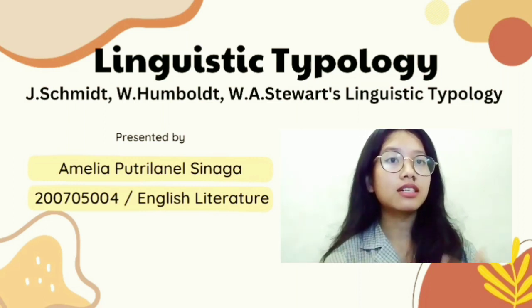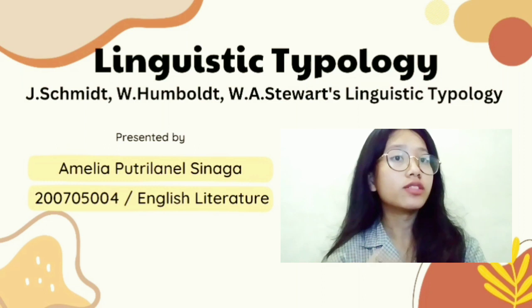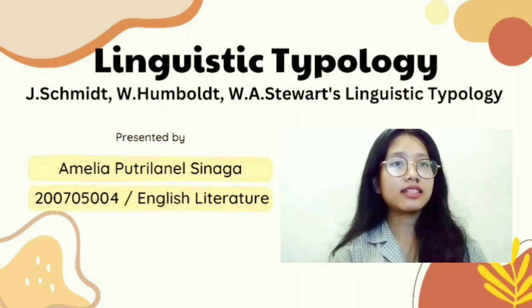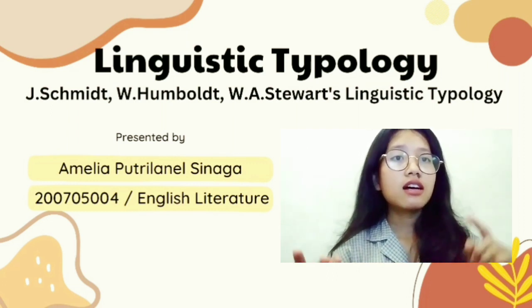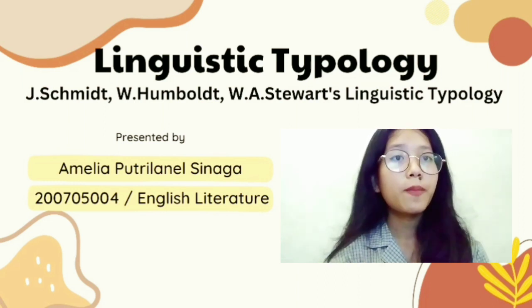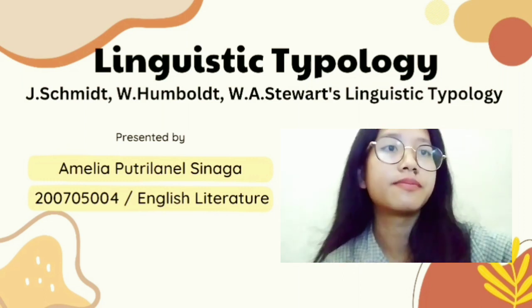Well, my paper explains about linguistic typology from three linguists and their own theory. The first linguist is Johannes Smith, and the second is Wilhelm von Humboldt, and the last is William Alexander Stewart. Okay, so without any further ado, let's start with the introduction first.